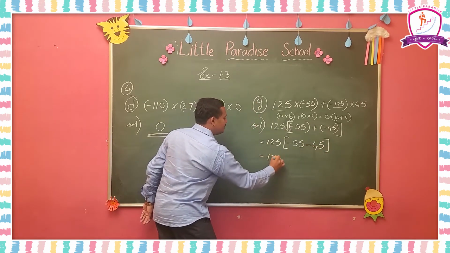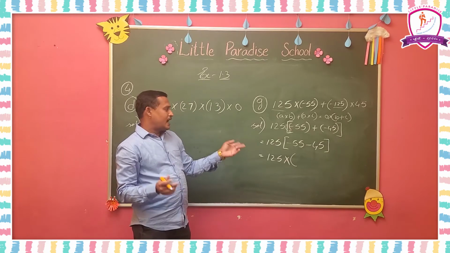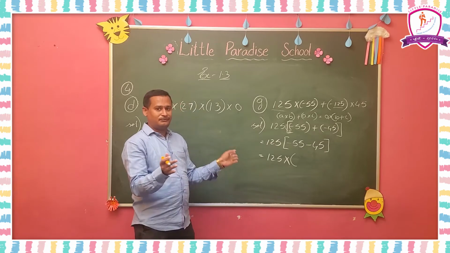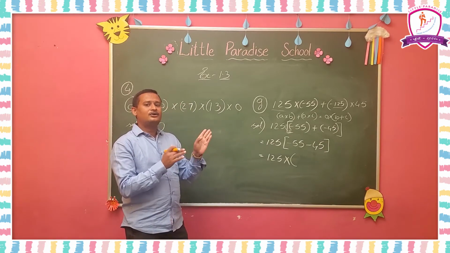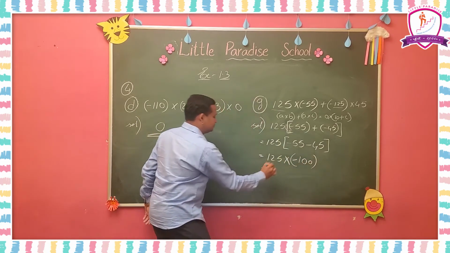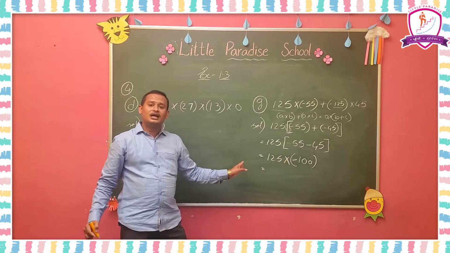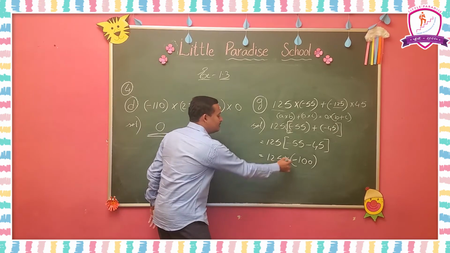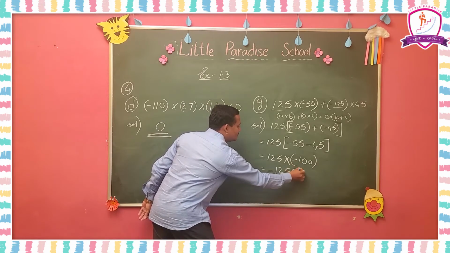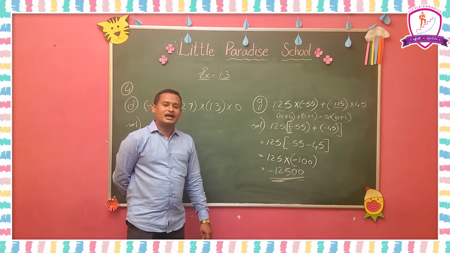Here, when we are adding two negative integers, we have to add those two numbers and put a negative symbol for the answer. So, here minus 100 will be the answer. After this, 125 into minus 100 means what we have to write? We write 125 first and put two zeros after this. Then you will get the answer, minus 12,500.